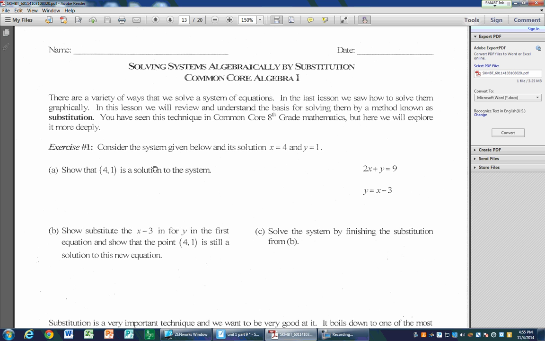There are a variety of ways that we solve systems of equations, okay? Now, we can solve them graphically, as we just finished, but substitution is very powerful.